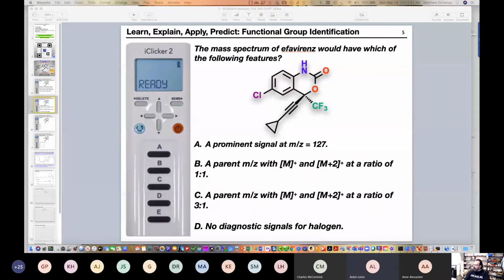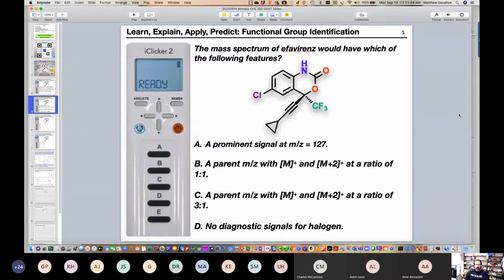There's a few coming in with C. So yeah, again, C would be the best choice for this. A parent ion, m/z with M. Parent is typically given the designation M in square brackets, and the plus means it's a positively charged ion. So that's your M mass and then your parent plus 2 mass at a ratio of 3 to 1.